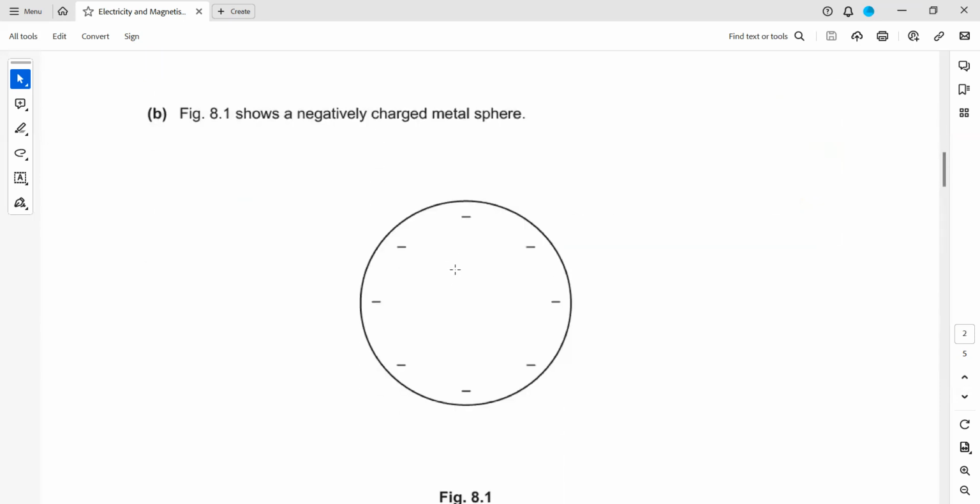Figure 8.1 shows a negatively charged metal sphere, and you have to draw the electric field lines. So when we draw the electric field lines, for a positive, it is out, and for a negative, it is in. So when we show the electric field lines, we have to draw arrows which are pointing in.